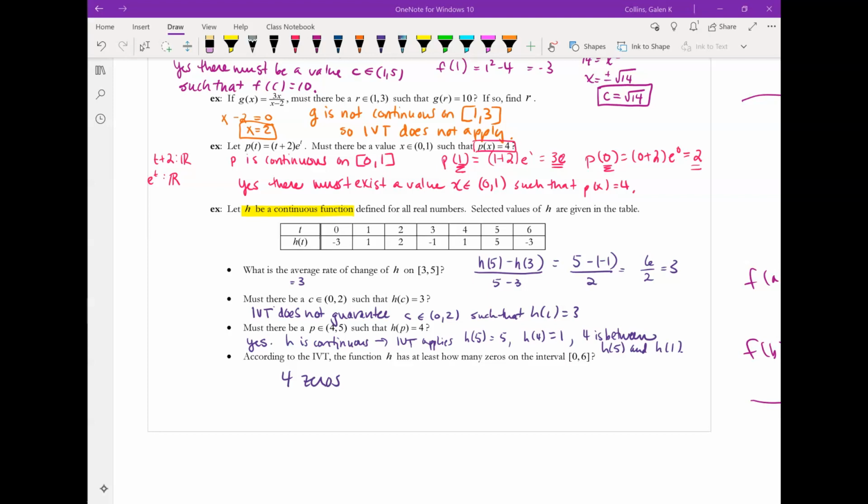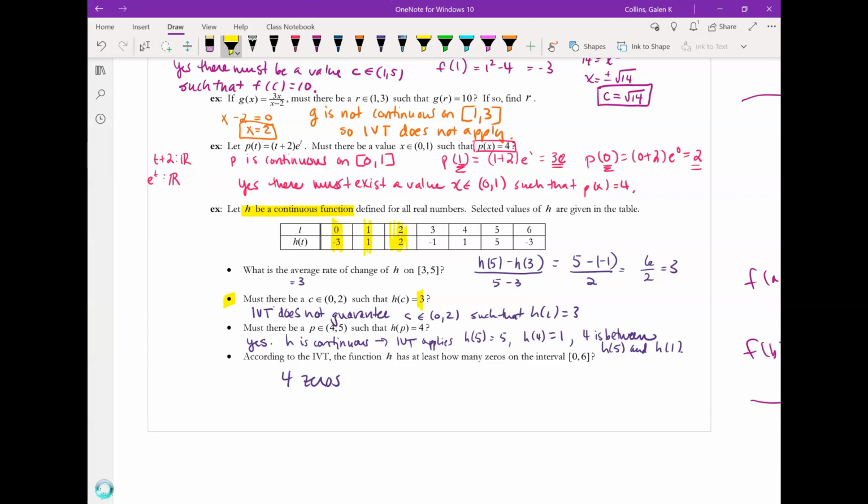The second part, so h is continuous. So we could use IVT, but here's the problem. Look at the table between 0 and 2. At 0, the function h is at -3. At 2, we're at 2. And at 1, we're at 1. So we can't guarantee that there is ever a value of +3 since h doesn't obtain a value greater than +3 on that interval. So even though it's continuous, IVT does not guarantee it.